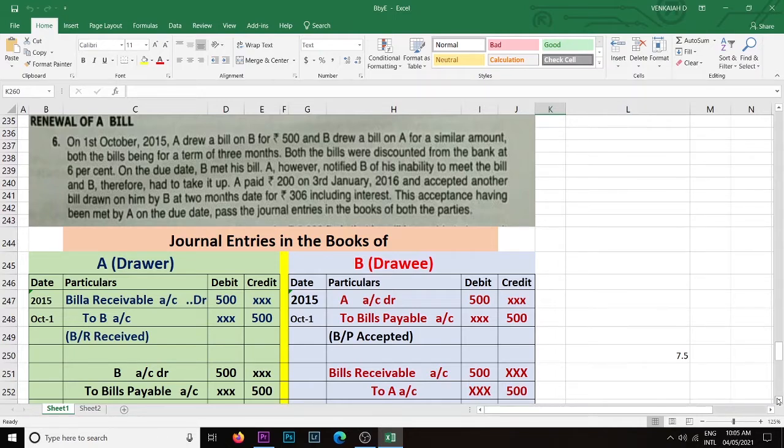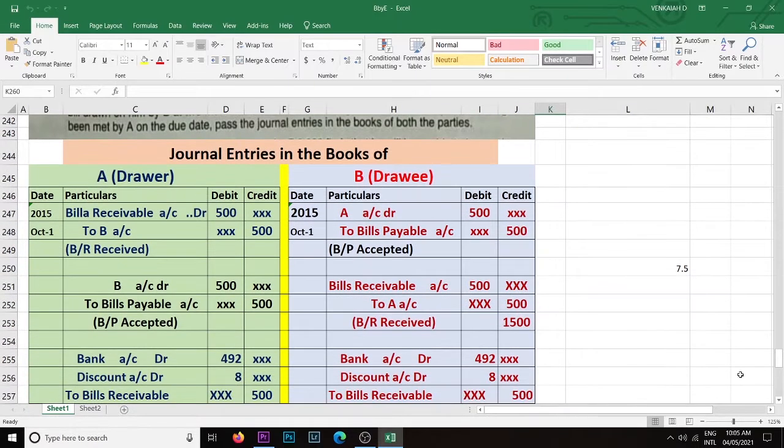So what A did is, A accepted a bill drawn by B, B discounted that bill, and on the due date A is unable to pay the bill. So he told that I will pay rupees 200 now, and for the remaining 300 plus 6 rupees interest, 306, I will accept a new bill with another 2 months term. This acceptance having been met by A on the due date, pass all journal entries in the books of the parties. So after 2 months, A paid 306 to B and they settled their dues. Right. I already prepared the journal entries and will just explain this problem.